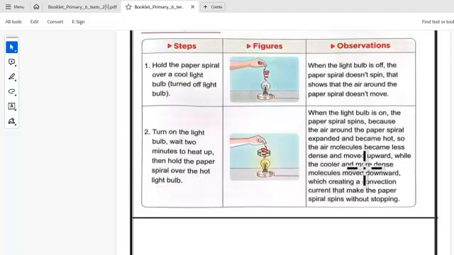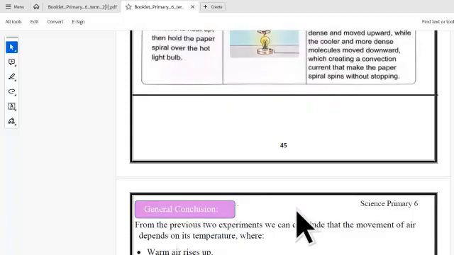When the light bulb is on, the paper spiral spins because the air around the paper spiral expands and becomes hot, so the air molecules become less dense and move upward, while the cooler and more dense molecules move downward, which creates a convection current that makes the paper spiral spin without stopping.